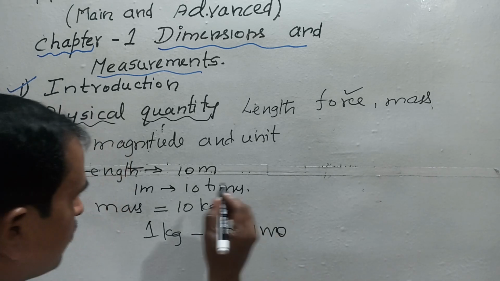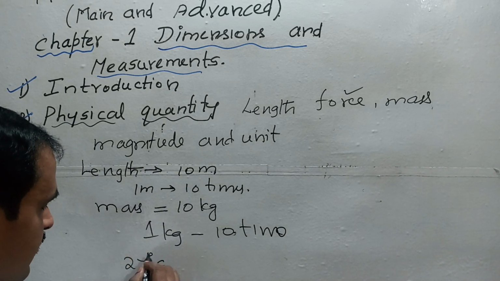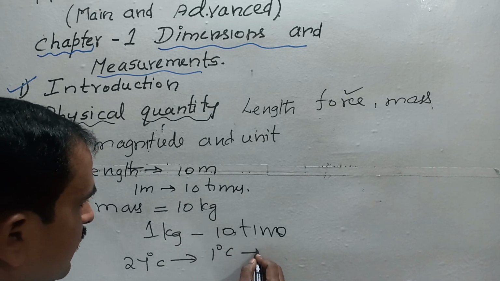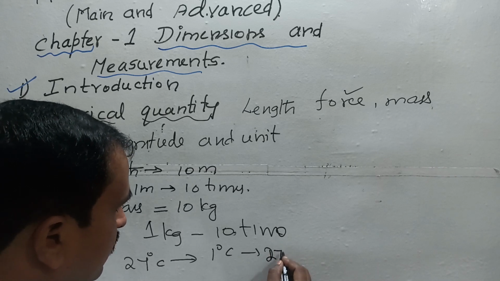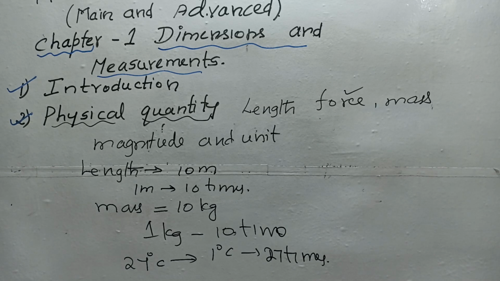Same way, if you take 27 degrees Celsius as the unit of temperature, that indicates that 1 degree Celsius repeats 27 times. That is nothing but repetitions. So you should remember why we should know the physical quantities, or what are the uses of that. I already told you why the magnitude as well as unit is required.